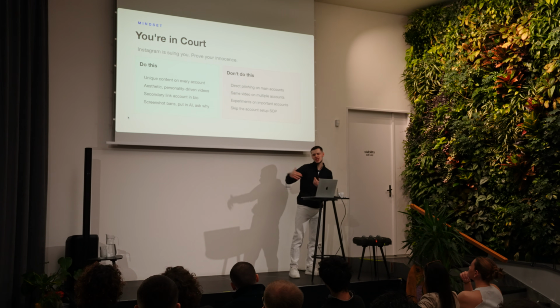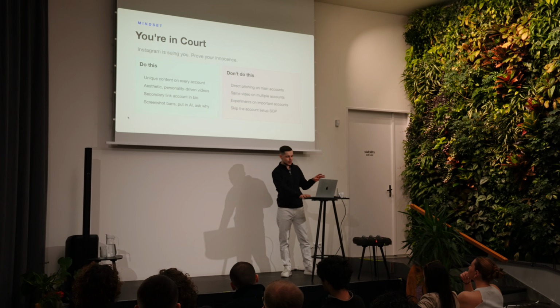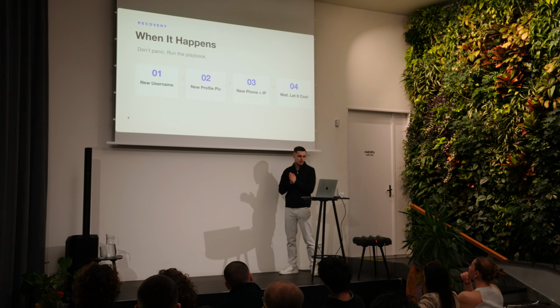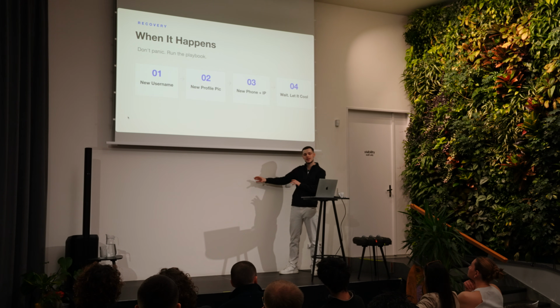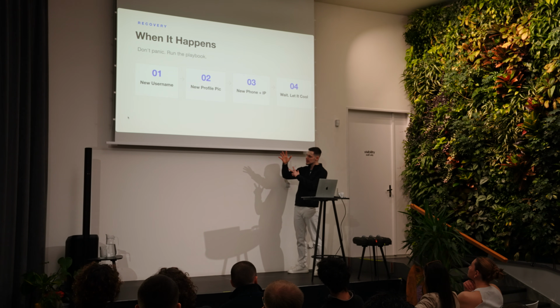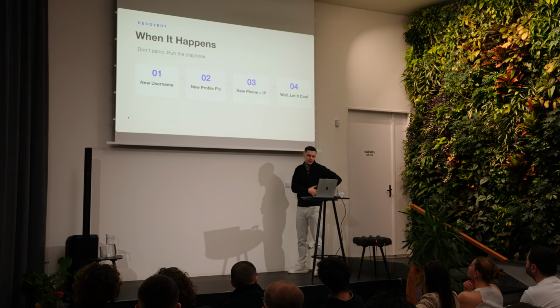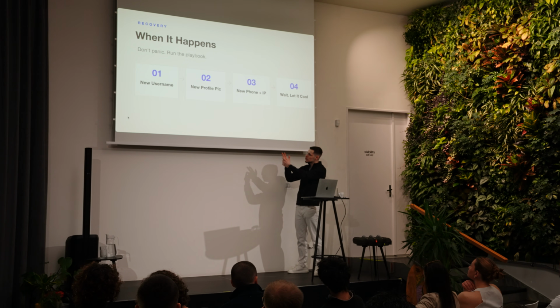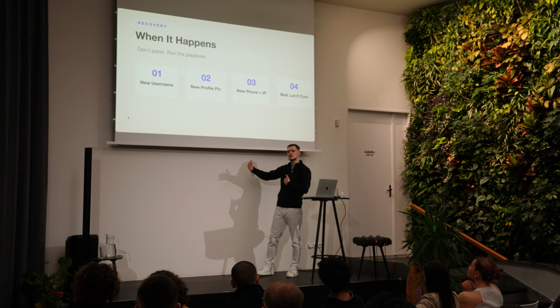Now, should it happen, which it will eventually, to be fair, the basic 4-step playbook: get a new username, new profile pic, new phone plus IP, and then just wait. You ideally have a couple of accounts as backups, so if you have 5 accounts you post from, you have at least 2 or 3 in your back pocket. You don't post on them actively, but in case one account gets banned, or 2 get banned, you can immediately replace them, and you don't have to wait a week until you warm up new accounts again.